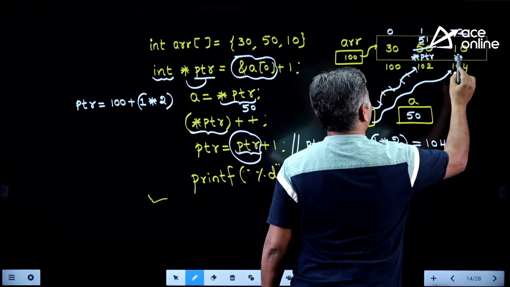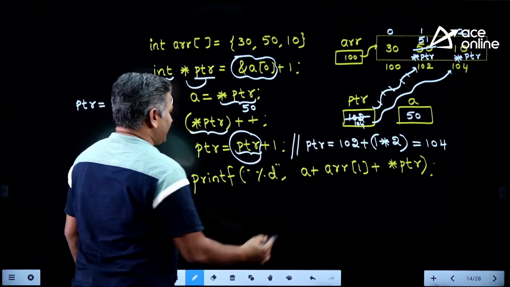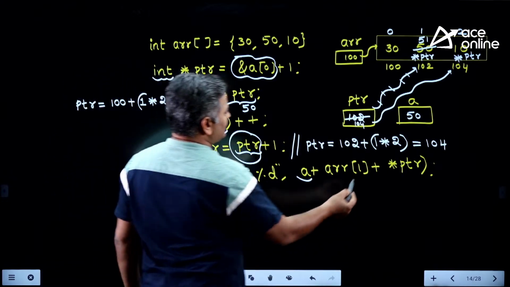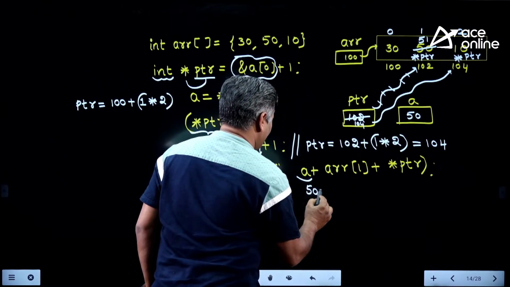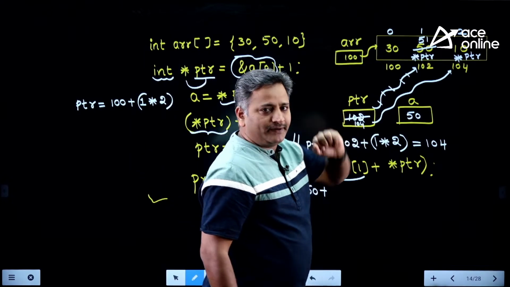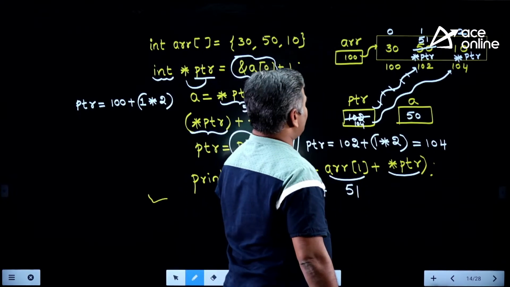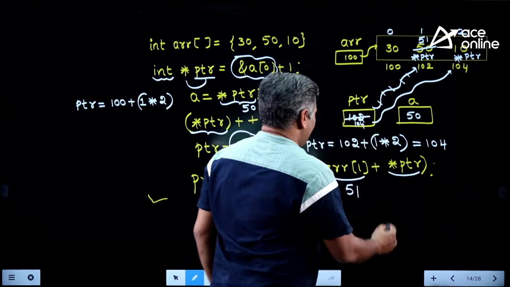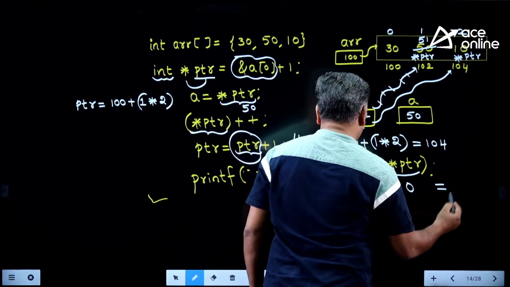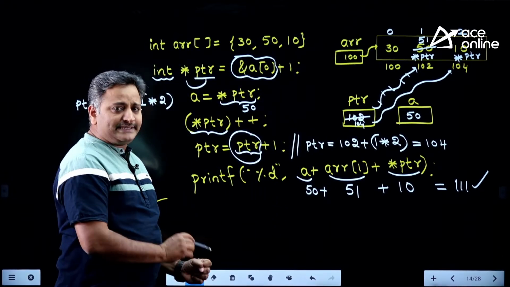And we can access the value by using *PTR now, right? So therefore, you can take a. a means the variable value, which equals 50. Just look, a is equal to 50, plus ARR[1]. So what is ARR[1], friends? That equals 51. So ARR[1] equals 51, and *PTR is 10. So we are taking the value 10. So 50 plus 51 plus 10 equals 111, which is the correct answer. So this is one question that came from pointers. Very easy question, friends, okay.